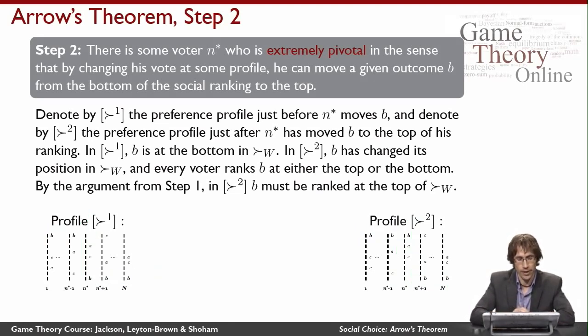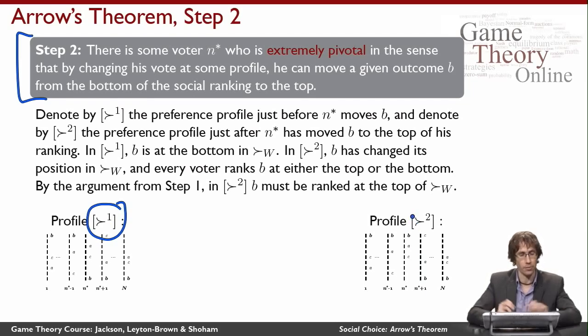And by our argument in step 1, both of these profiles have B in extremal positions, and so it must be that the social welfare function also puts B in an extremal position. And because we've defined n star as the person who causes B to change, it must therefore be in this profile pref2 that B is at the top. And notice that means now that we've proven the thing we set out to prove. There exists some voter who is able to change his vote at this profile in order to move some outcome B from the bottom to the top.